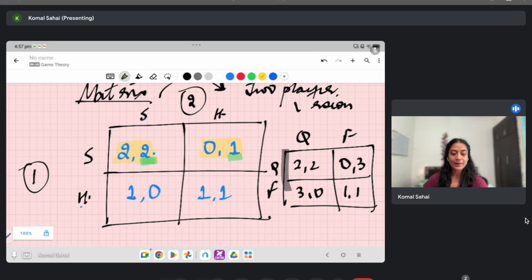Right? So for player 2, you had that coordination was fine, right? But dhoka was better. And that is what differentiates prisoner's dilemma from this. This is a crucial difference.